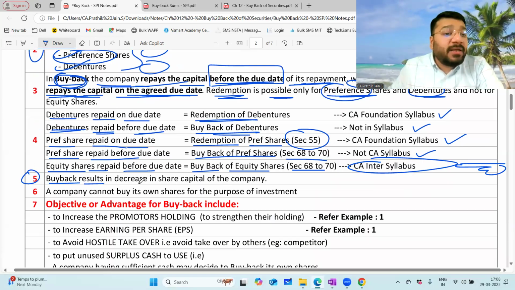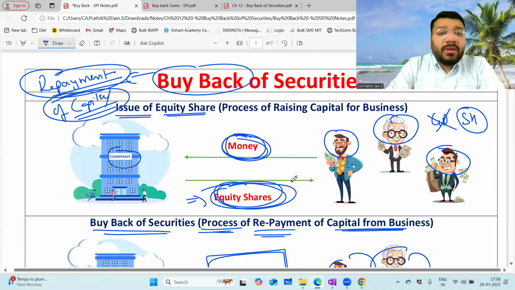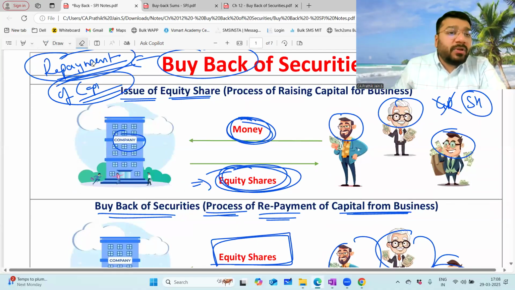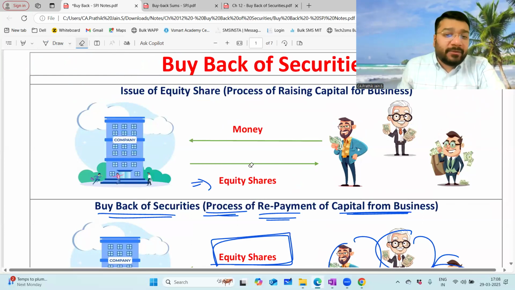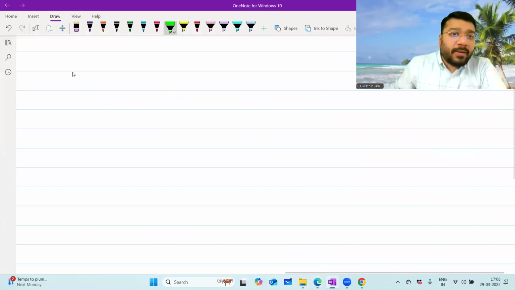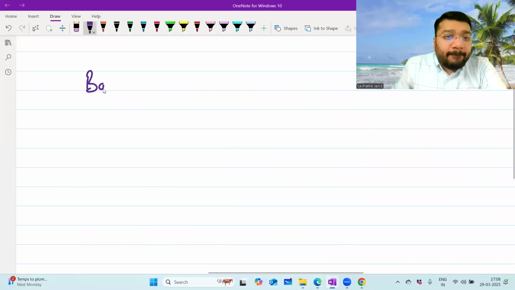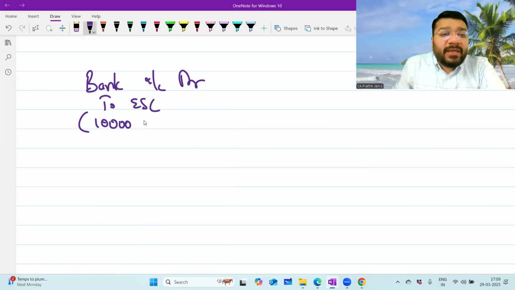Buyback results in a decrease in the share capital of the company. Correct? My simple question to all of you. Let's say this is a company which has issued 1 lakh shares of rupees 10 each. Could you please tell me the journal entry for issue of share capital? Bank account debit to equity share capital. 1 lakh shares have been issued at 10 rupees per share, so how much is it? 10 lakh and 10 lakh.